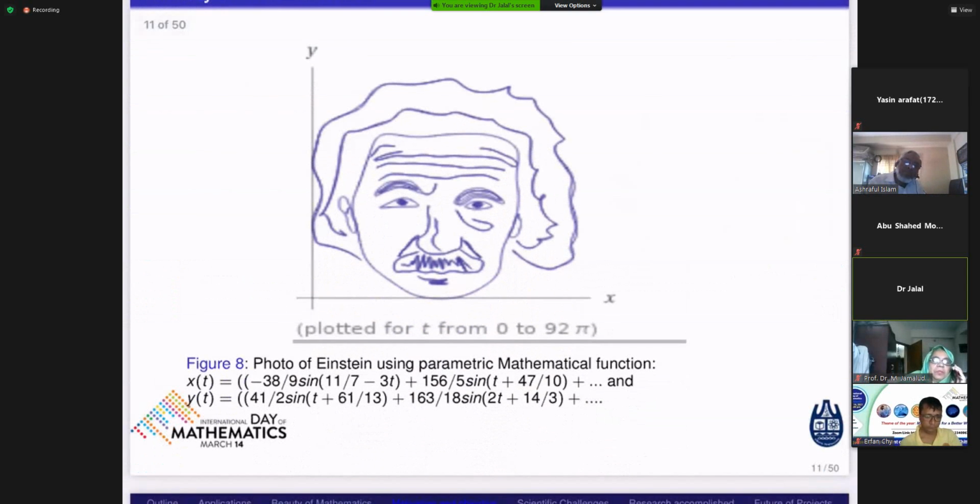Finally, I think everybody knows this one. This is a picture of Einstein that looks hand drawn, but it is not hand drawn. This was drawn using some mathematical parametric equations I just mentioned here. Using this equation, we get Einstein in a two-dimensional graph.